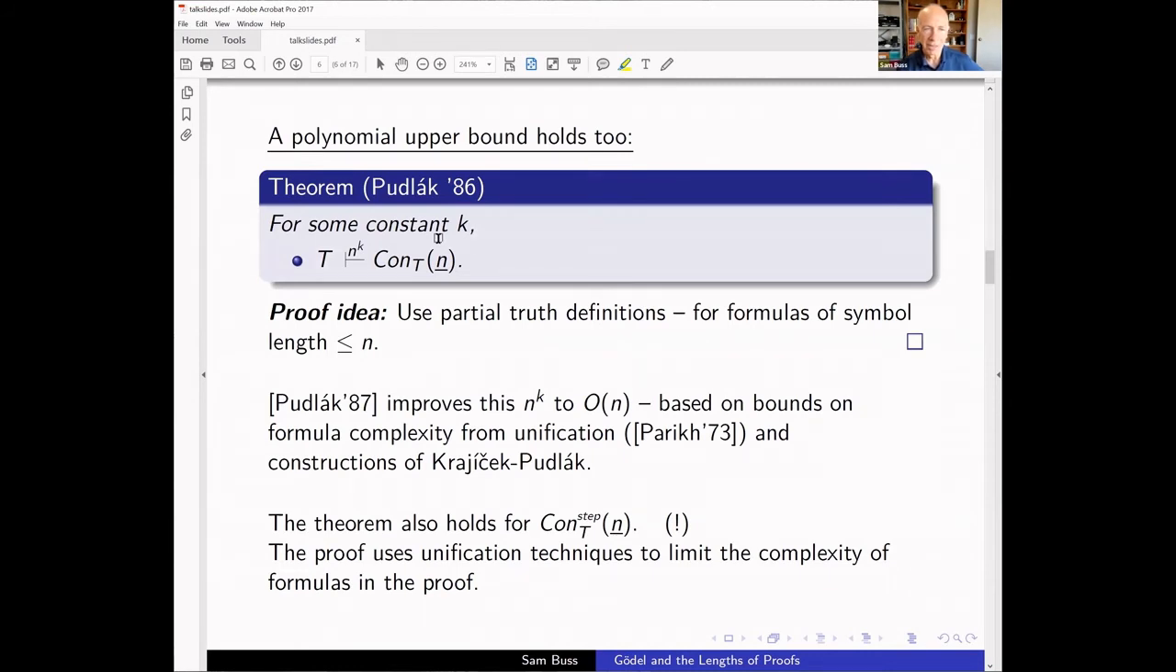Pudlák showed that in fact, for some constant k bigger than 1, T has polynomial size proofs of Con_T(n). And this is the result Sergei sketched the proof of two days ago. So I will just say very quickly the proof idea, which is to use partial truth definitions for formulas of symbol length less than or equal to n. For formulas of symbol length at most n, we can give a partial truth definition that correctly reports on the truth of formulas of that size. And then you can prove that every line of a proof in which all formulas have size at most n is true under that partial truth definition, and 0 equals 1 is not true under that partial truth definition, and hence there could not have been a proof of 0 equals 1.